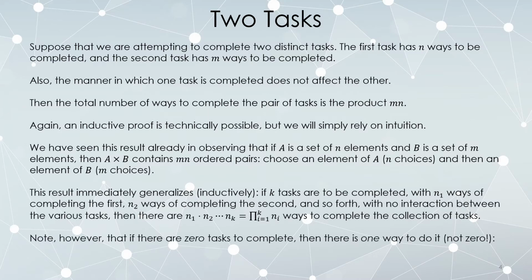But if there are 0 tasks to complete, it's not the case that there are 0 ways of doing that. If you have 0 tasks to complete, there's actually one way to do it, namely, you don't do anything. So if there are 0 tasks to complete, it's not the case there are 0 ways to do it, there's actually one.